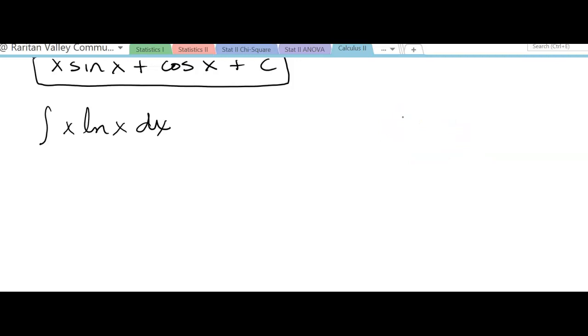So instead of letting u be x, let's let u be ln x and dv be x dx. And you can do that. Just recall whatever value you set for dv, that's the one that gets the dx attached to it. Well, what's du dx? The derivative of ln x is 1 over x. So it's 1 over x dx.